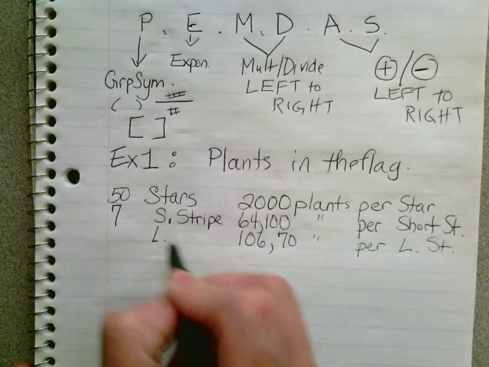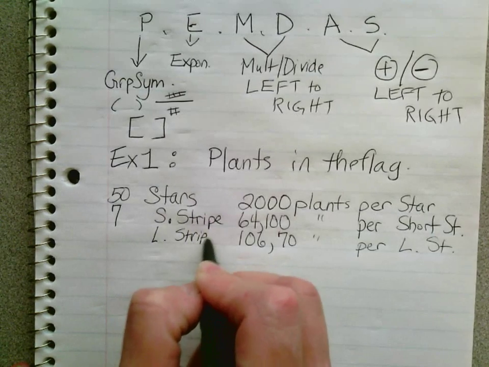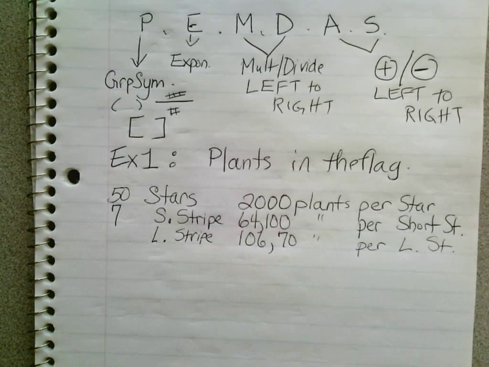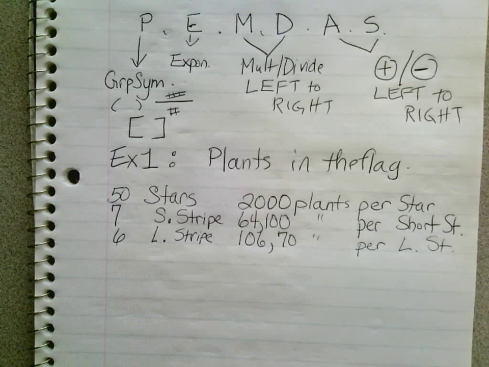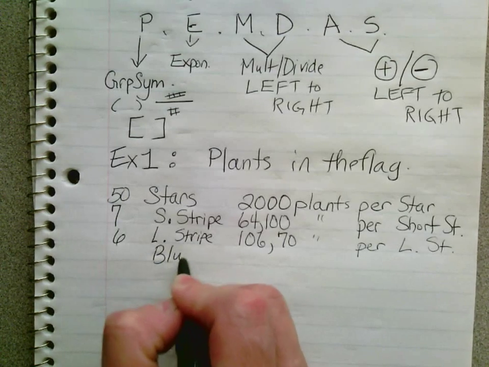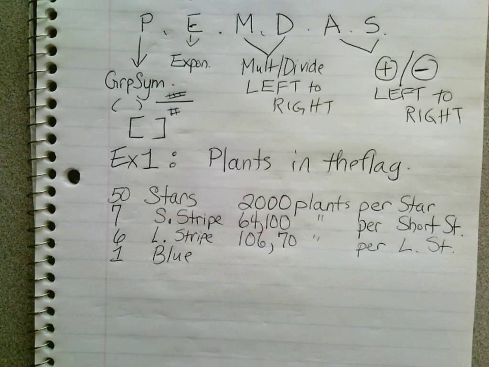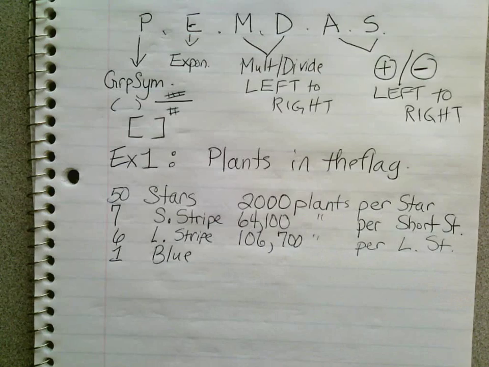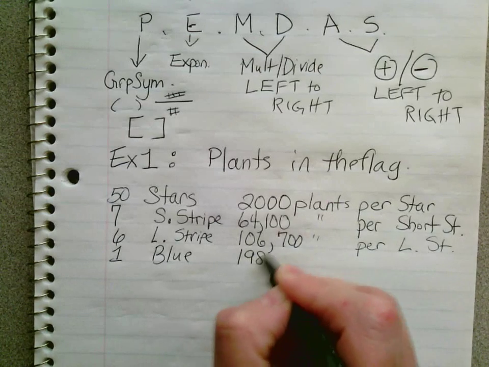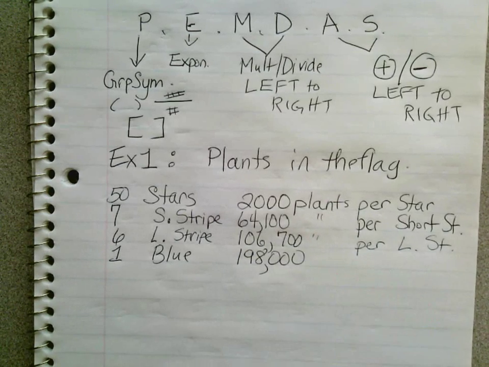per long stripe. Okay, long stripe. They tell us how many long stripes there are. There are 6 of them. Does everybody see where I'm getting the count of the stars? It's in the paragraph she just read to us. The last thing they tell us is the blue section itself, and there's one blue section, is 198,000 plants. Stay with me.